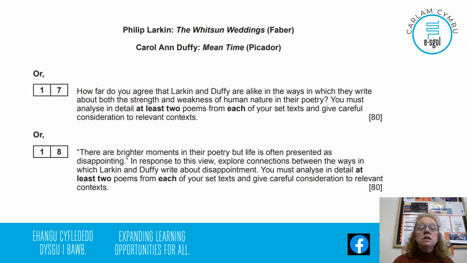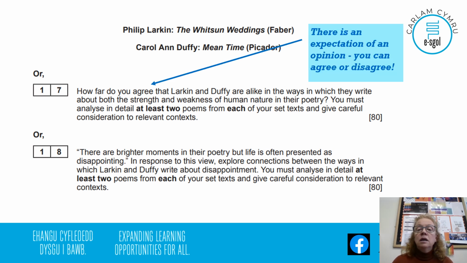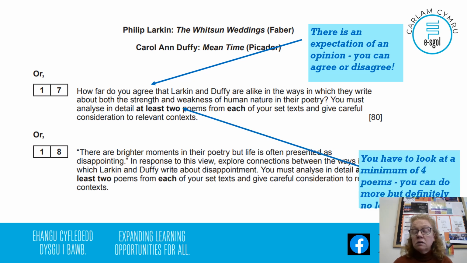So you've got questions here which are asking you about your own opinion. You can agree or disagree. There is no right or wrong answer to this. Remember, this is the examiner trying to prompt you to have an opinion, to discuss something. You've got to look at a minimum of 4. You've got to look at 2 poems from the first poet, 2 poems from the second poet. You have to do 4. You cannot get full marks if you only look at 2 of them. You'll just lose 50% of your grade.